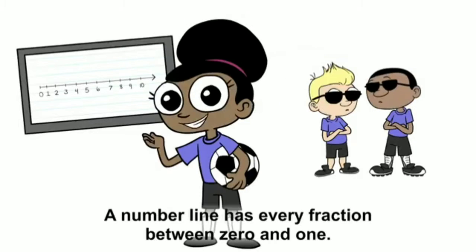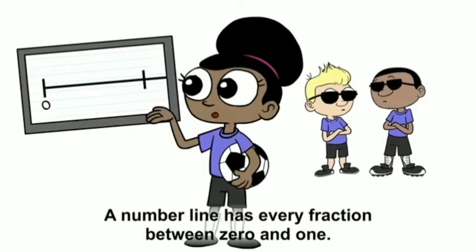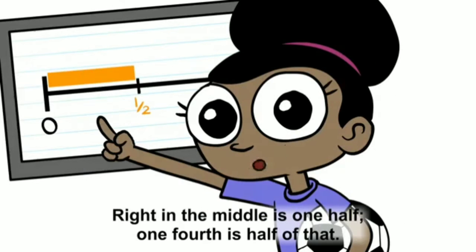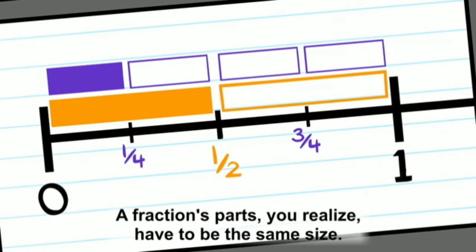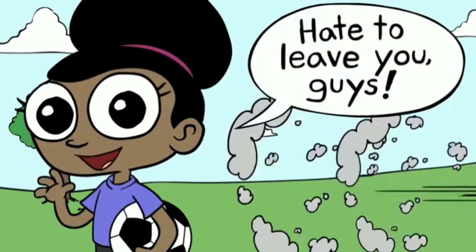A number line is every fraction between 0 and 1. Right in the middle is 1/2. 1/4 is half of that. A fraction's parts, you realize, have to be the same size. Hey, we're late for the game. Hate to leave you guys.